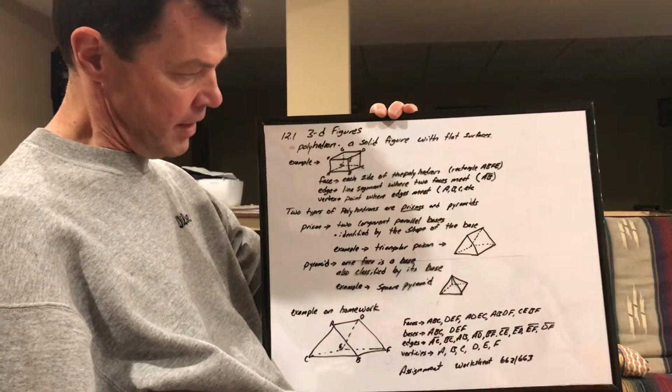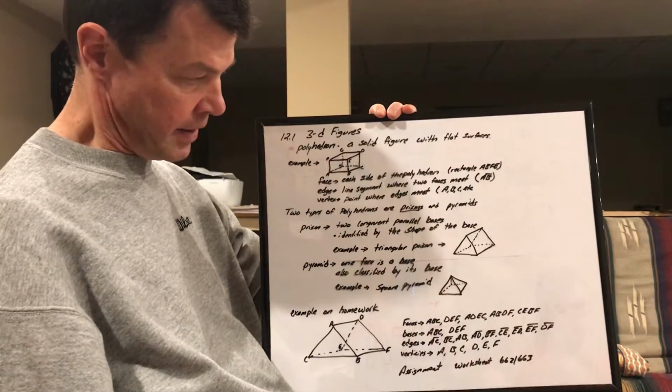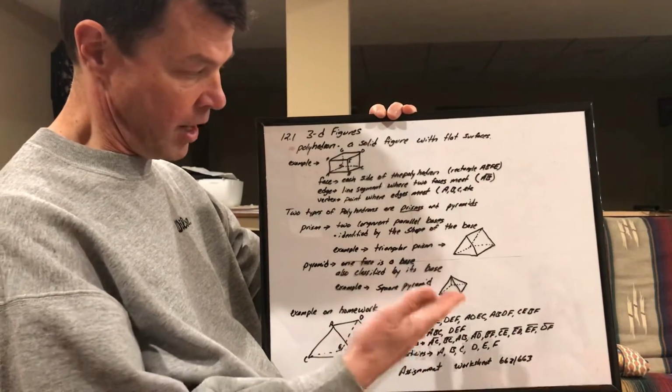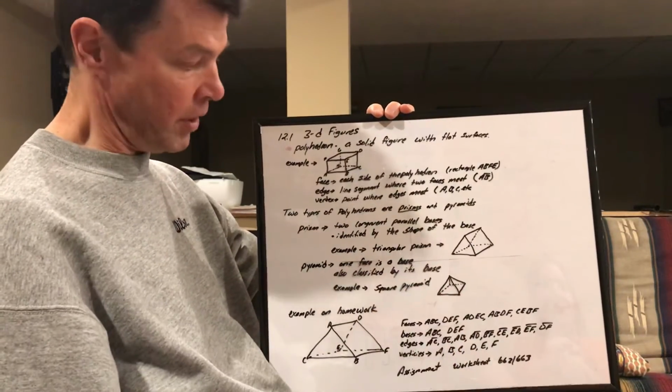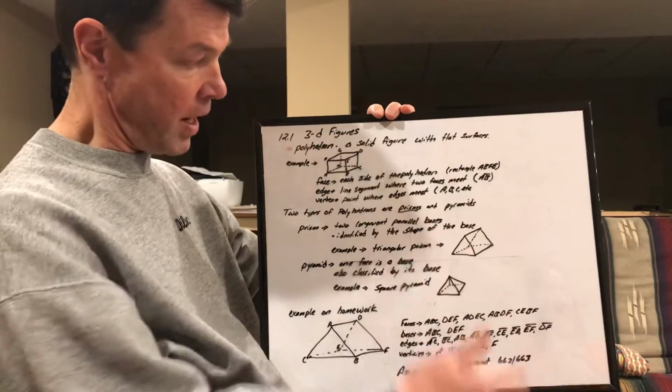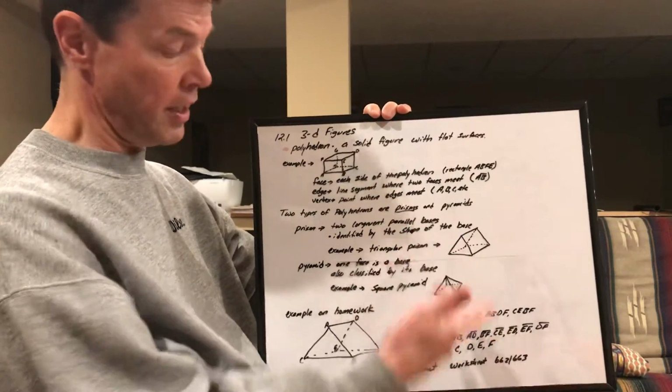Pyramid then is going to just have one base on it. And you're pretty familiar with a pyramid. They are both identified by the shape of their base. This is a square pyramid, and my prism up here, you can see the bases on those are triangular, so you would just call that a triangular prism.